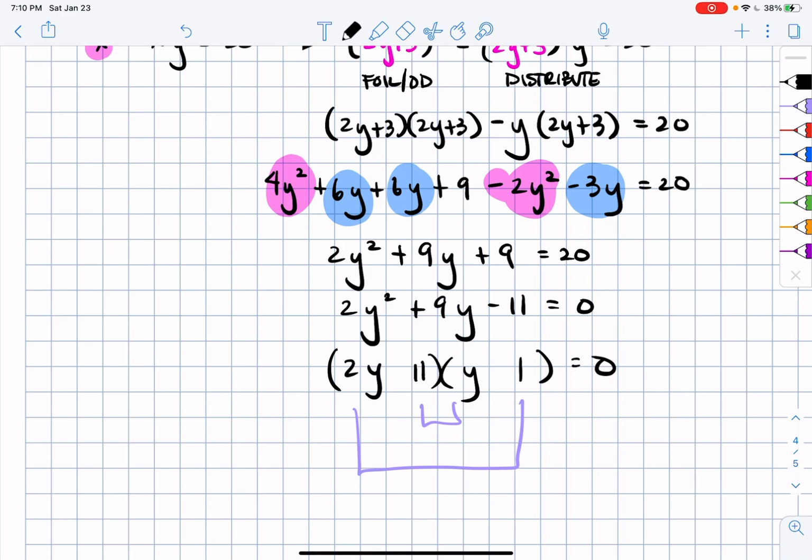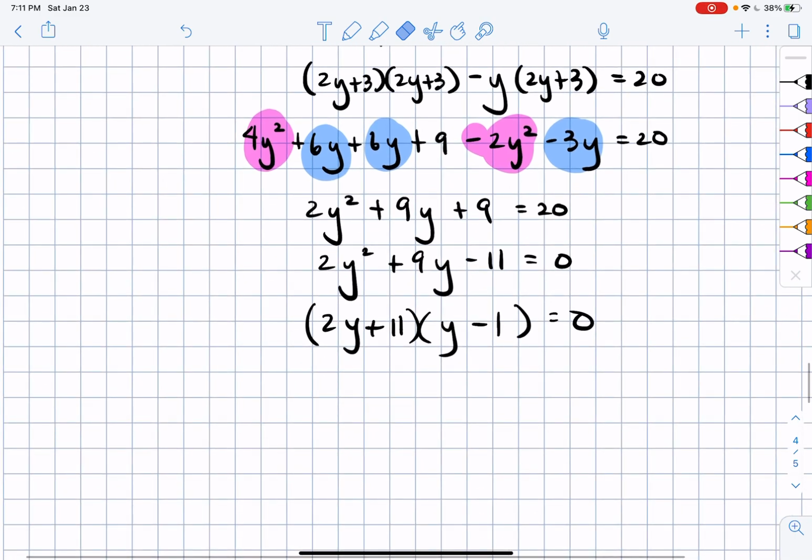So let's try 11 and 1. So my outer gives me a 2y, my inner gives me 11y. I can get a positive 9 if this was positive and this was negative. So for this to be positive, this would have to be positive. For the outer to be negative, this would have to be negative. So 2y times negative 1 would give me negative 2y. Positive 11 times y would give me a positive 11y. So that will work. Awesome. That's what we call trial and error. So that's something that I grew up on.